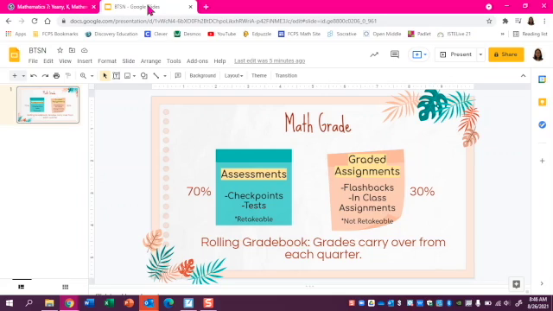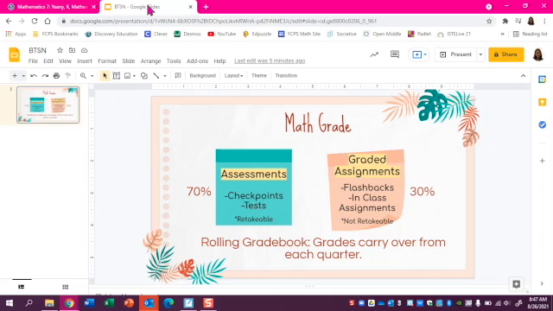The other grading category is graded assignments. That consists of 30% of a student's overall grade. Graded assignments consist of flashbacks and in-class assignments. Flashbacks are the weekly assignments that students have all week to work on and can receive feedback. In-class assignments would be warm-ups and exit cards. Graded assignments are not retakeable because students have access to their notes, homeworks, activities, and other resources while working on graded assignments, and therefore are not retakeable.